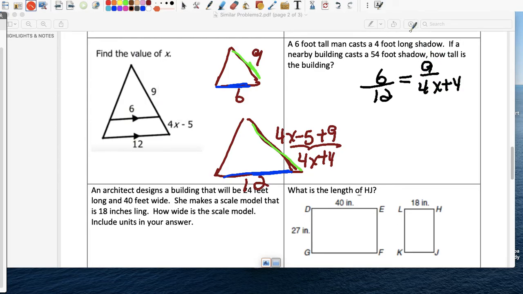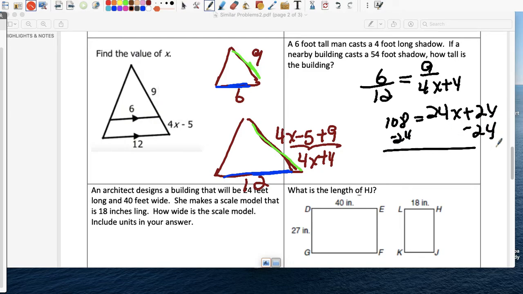Just like a previous problem, you had to do this, what do you call the distributive property. You're going to likewise do it here. So 12 times 9 is 108. And if you did the distributive property here, we get 24x plus 24, right? 6 times 4x is 24x, and 6 times 4 is 24. We're going to subtract 24 on both sides. That goes away. 24x equals 84, sorry. And divide both sides by 24.